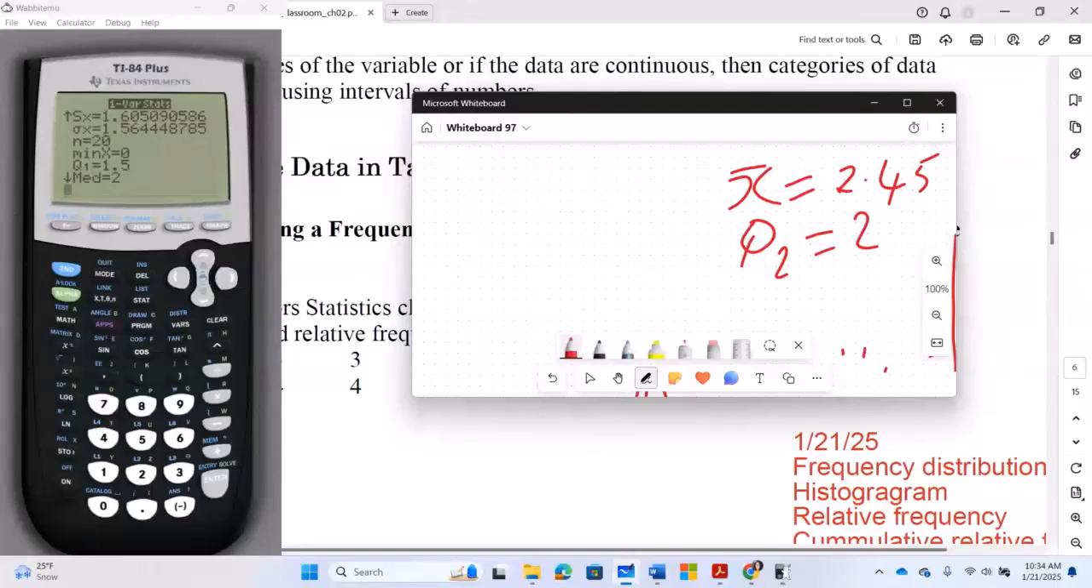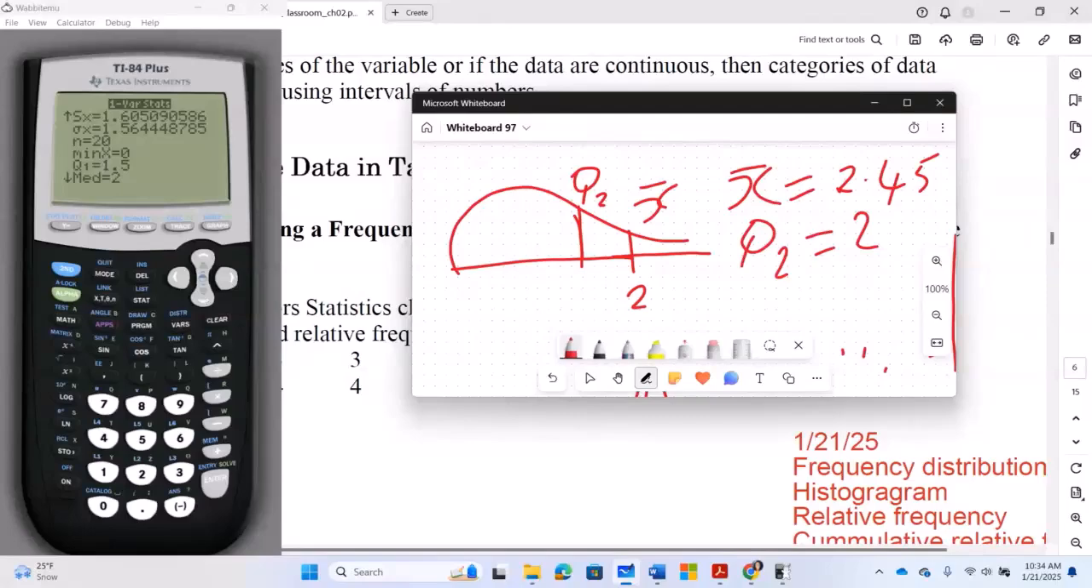Why do I say that? The data is skewed right because the mean is greater than the median. So this is X bar, 2.45, and the median, Q2, the second quartile, is 2. Therefore, the data is skewed right. Remember, I'm told to make a decision about the skewness of the data. Is this skewed? Yes, it's skewed right. The mean is 2.45. The median is 2.